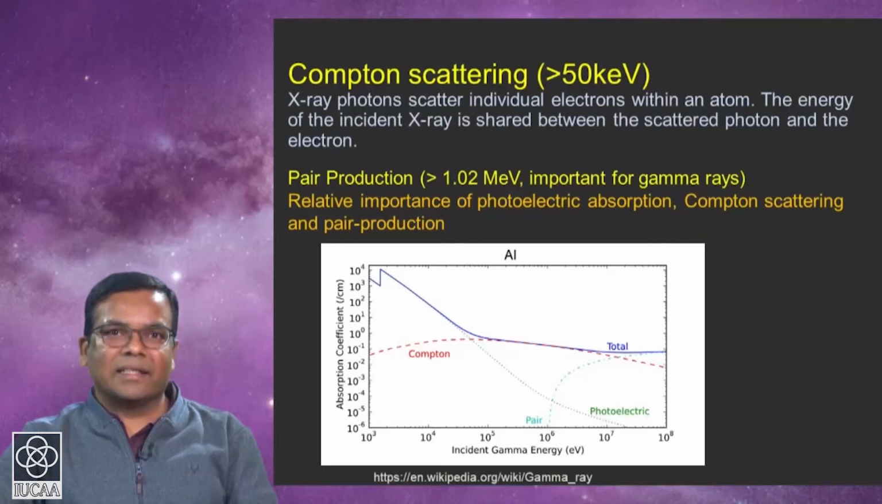In addition, at higher energies in the gamma ray band, there is another important process called pair production, but it is important in gamma rays, not in X-rays. So, at the low energies below 50 keV, the photoelectric absorption cross section dominates. At hard X-rays, the Compton scattering dominates, and at gamma ray energies, the pair production dominates.